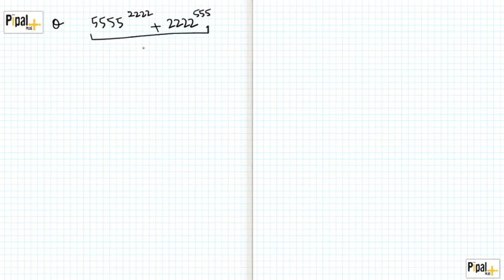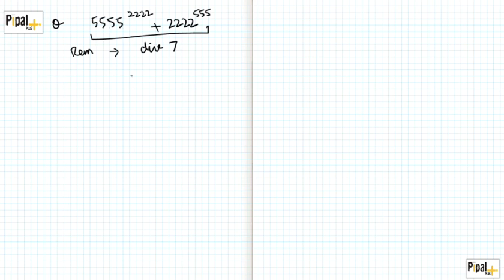Now this time what I'm going to do is take 5555 to the power 2222, right? And I'm going to take 2222 to the power 5555, right? Now I have to check whether this sum is in its entirety divisible by 7, or what is the remainder when this whole thing is divided by 7, right? So let's pick up the first part.